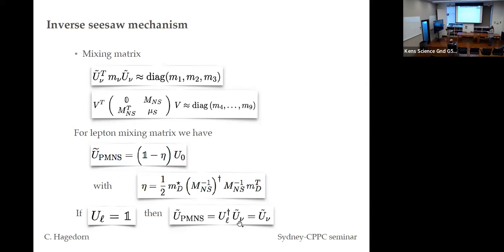But you can usually parameterize this thing as a unitary matrix times some deviation. And this deviation is encoded here in this eta parameter, which you calculate once people tell you what the matrices MD and MNS are. So it's actually evaluating the impact of the heavy states on the mixing of the light states. So how much this matrix is unitary. And this obviously is strongly bounded, exponential. Good. Questions until here? Oh, so far so good.